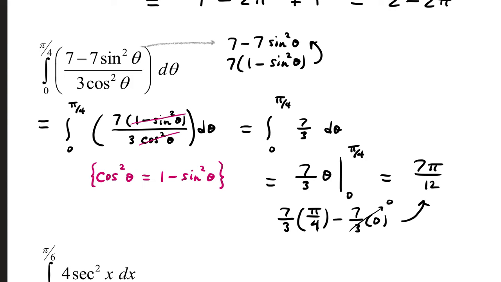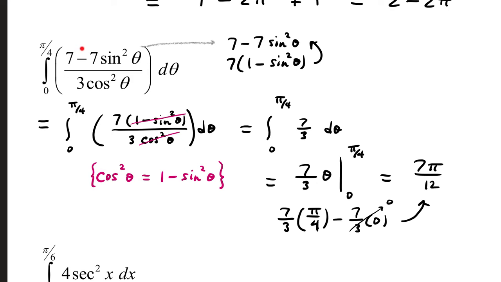Our second example we did in class was the integral from 0 to pi over 4 of 7 minus 7 sine squared theta divided by 3 cosine squared theta. Now, there's a Pythagorean identity that you learned in your trig class: sine squared theta plus cosine squared theta equals 1. If you subtracted sine squared theta from both sides, your identity would turn into cosine squared theta equals 1 minus sine squared theta.